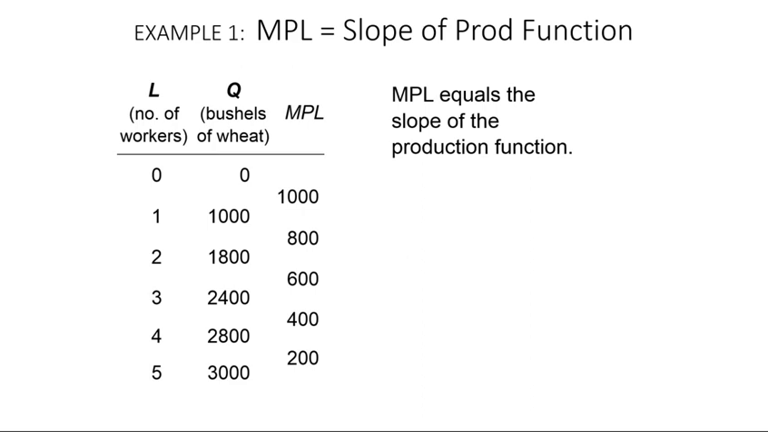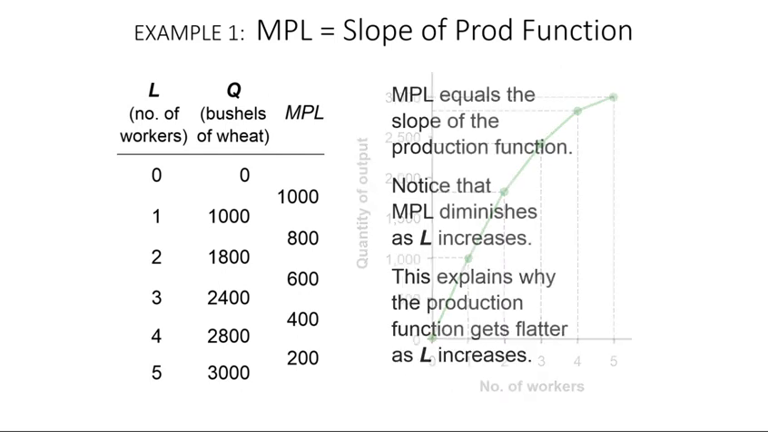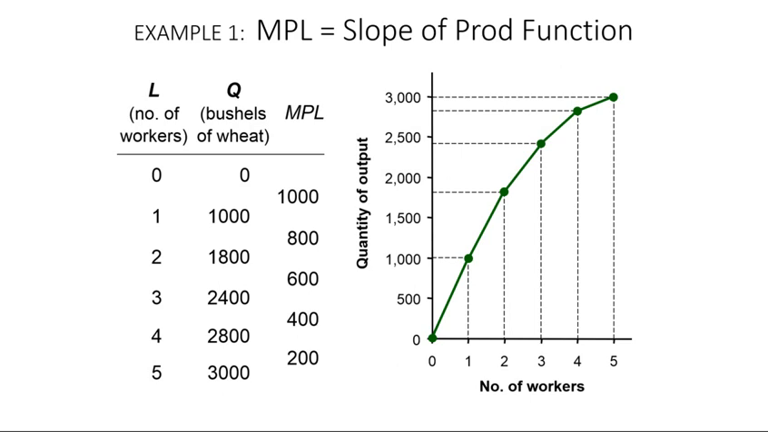Note that in our example here, as L increases, the marginal productivity of each worker is diminishing. And this explains why that production function, that green line, was getting flatter in that first diagram we looked at. The first worker gave us a whole lot of output, but as we hire each additional worker, the extra oomph we get from one worker starts to decrease.